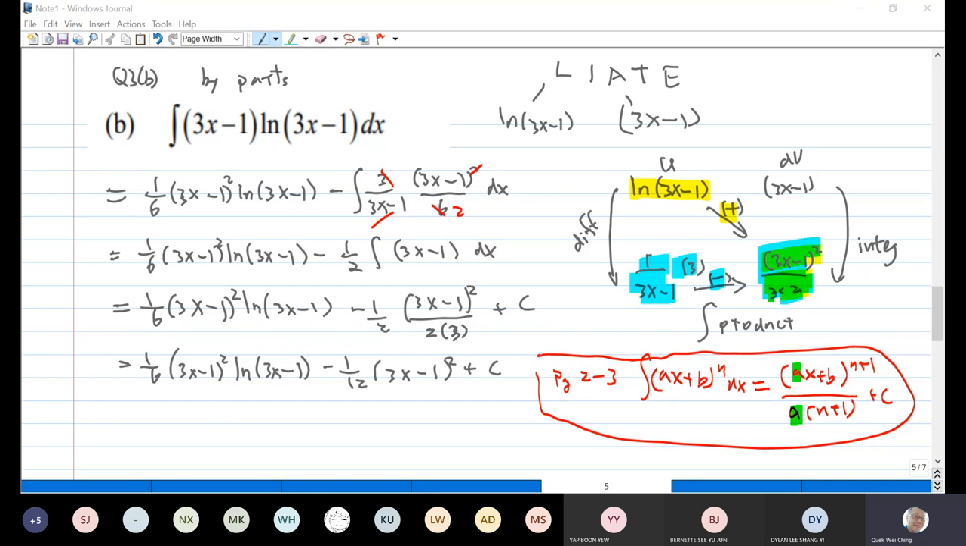It's easier to get cancellation this way, right? So this is question 3b, the integration by parts.